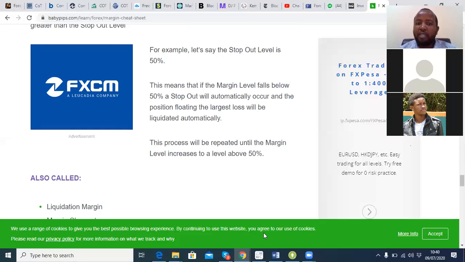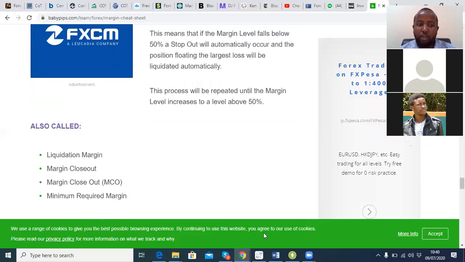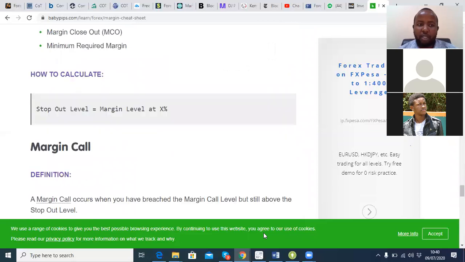So if the margin level falls below 50%, a stop out will automatically occur and the position floating the largest loss will be liquidated automatically. This process will be repeated until the margin level increases to at least above 50%. It's also called liquidation, margin close.